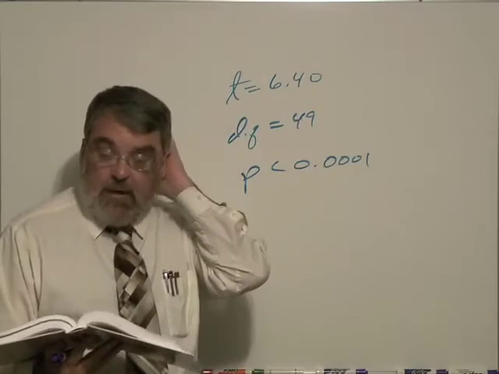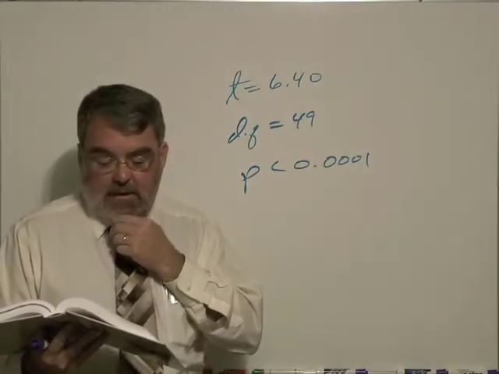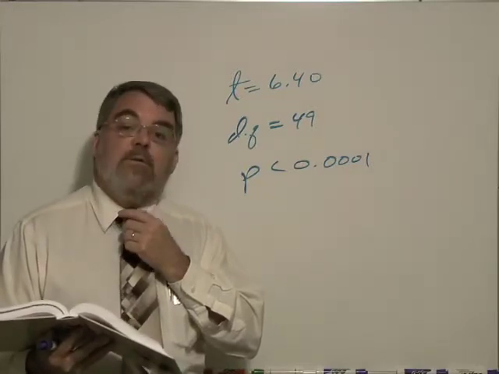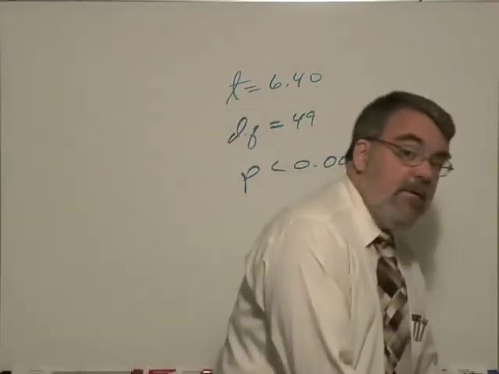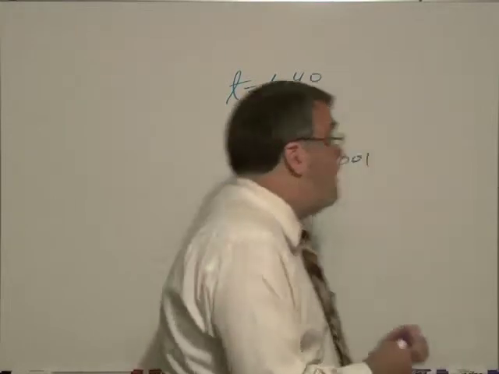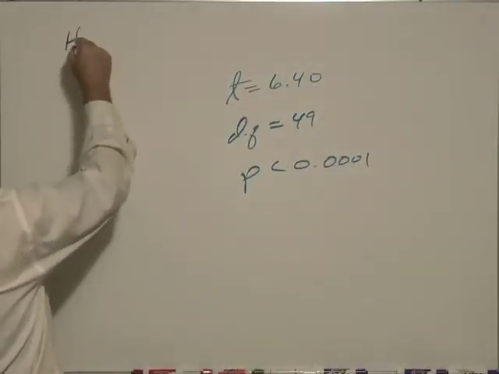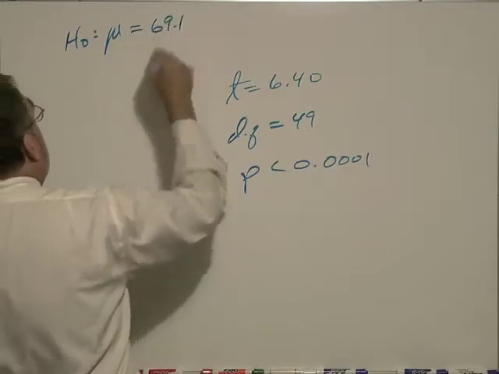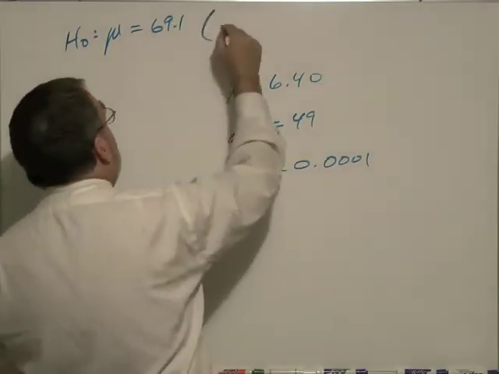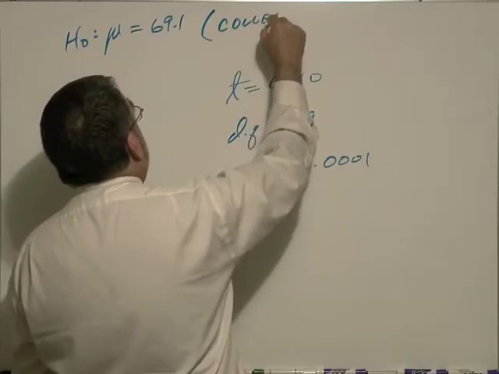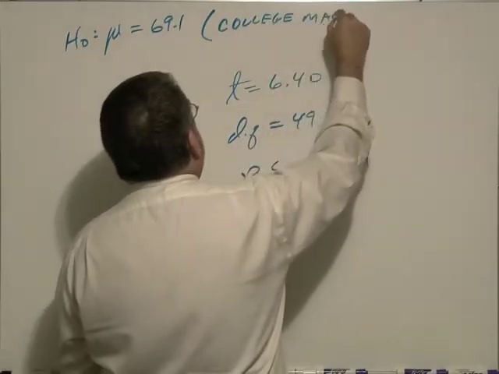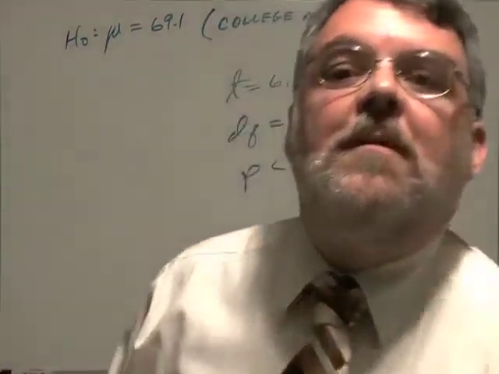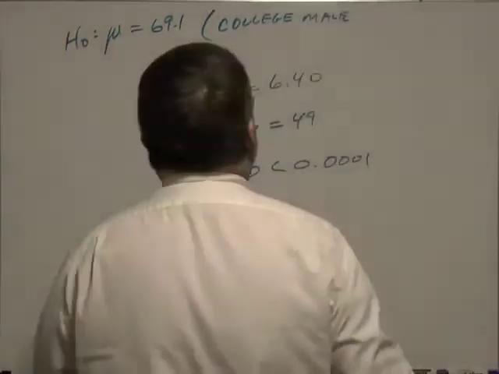Alright, part A, what is the null hypothesis for the data on the college seniors if we want to find out if the college students are different from the general population? Well, the null hypothesis is that mu is equal to 69.1. In other words, college male seniors.